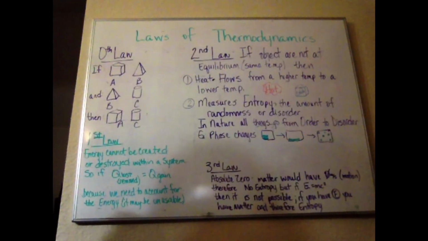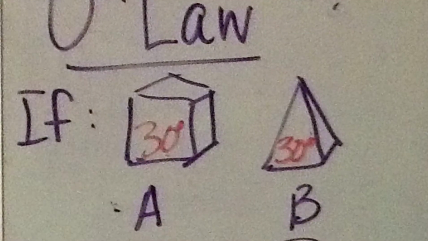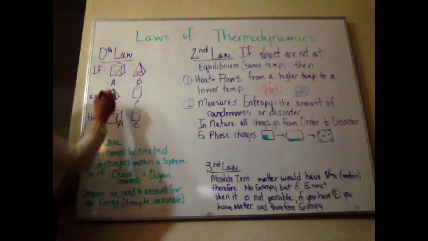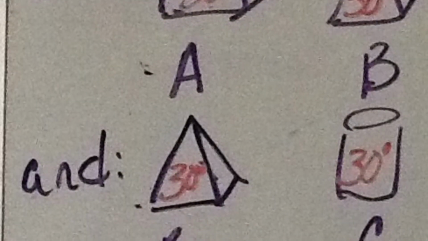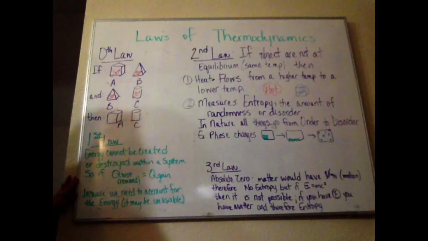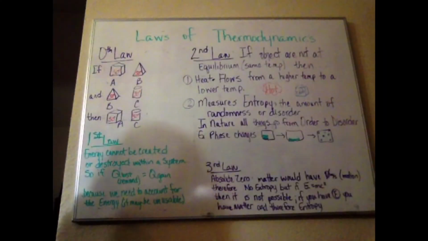Anyway, it really looks at the transitive property that you might use in math. If objects A and B are at the same temperature, so say 30 degrees, and objects B and C are at the same temperature, say 30 degrees, because it was 30 up here, then objects A and C will be at the same temperature, which is 30 degrees. And that just makes logical sense, all of them are at the same temperature.